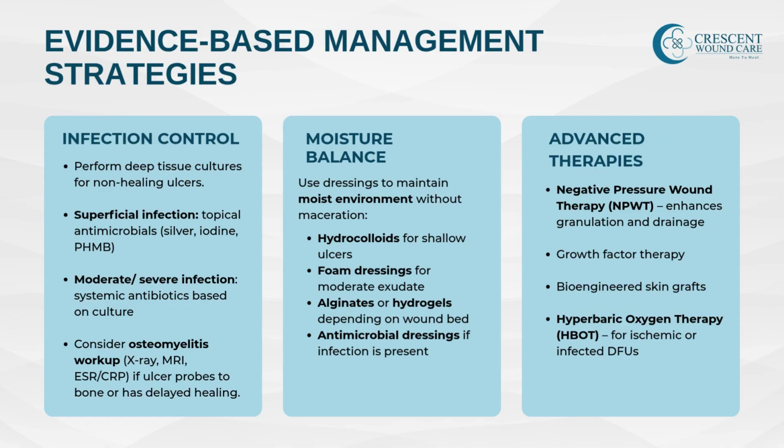Let's now look at the remaining 3 key pillars of diabetic foot ulcer management. 1. Infection control. If an ulcer is infected, don't just rely on the surface swab. We need deep tissue cultures to get an accurate picture. Mild infections, topical antimicrobials might be enough. Moderate to severe cases, go for systemic antibiotics, guided by culture and sensitivity. Always assess for osteomyelitis. If the ulcer probes to bone, imaging and referral are a must.